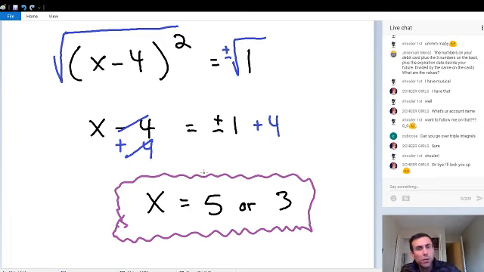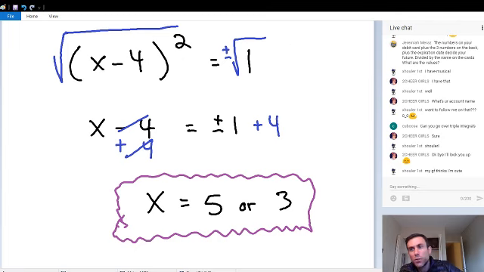So this is the solution to our first problem. X is equal to 5 or 3. This is as easy as it's going to get. So all the next problems we are going to also be completing the square, but they're going to be a little bit harder as well. So let's move on to our next problem.